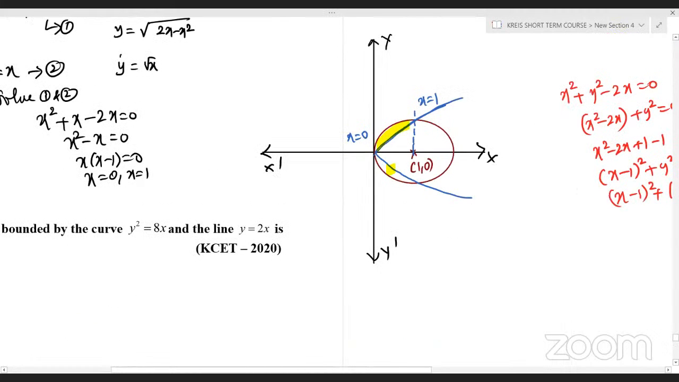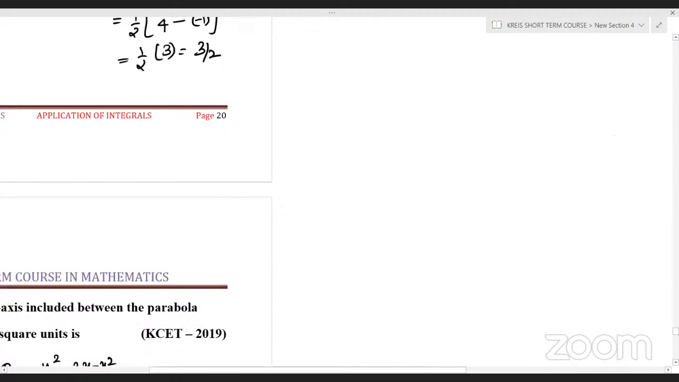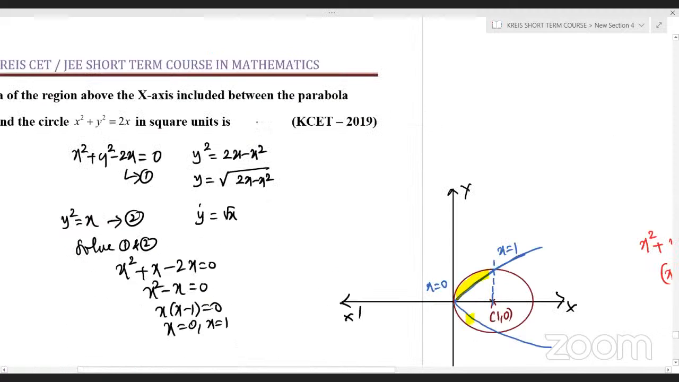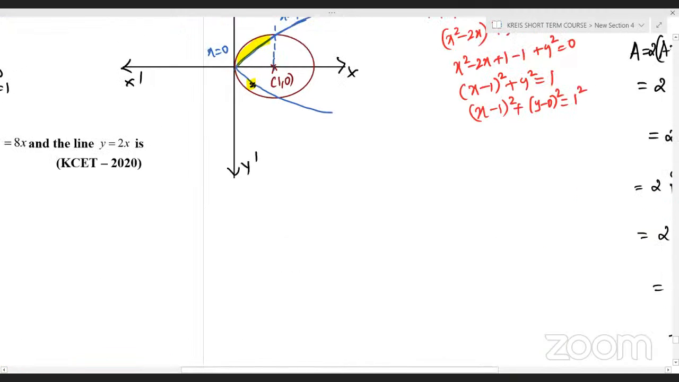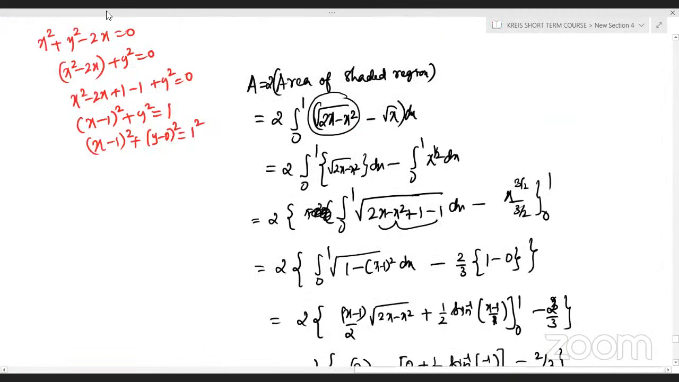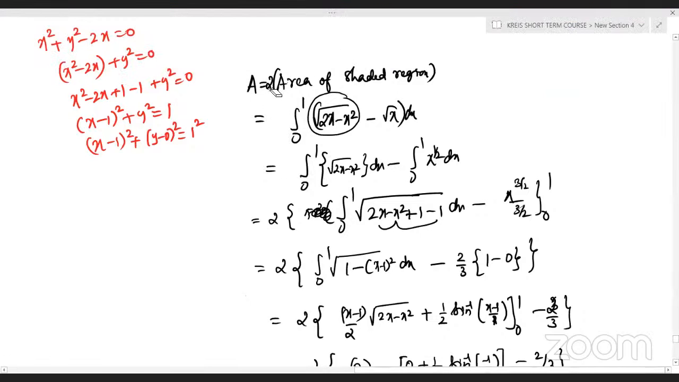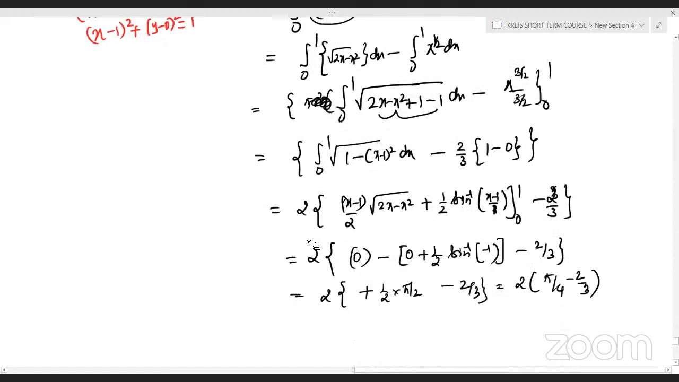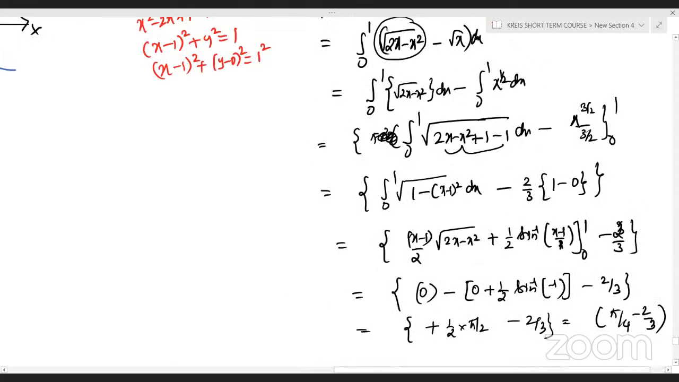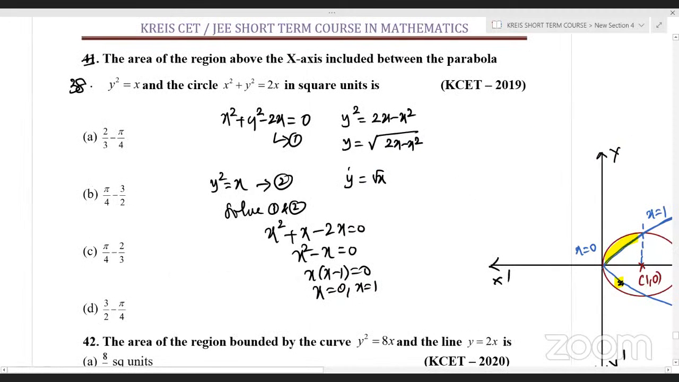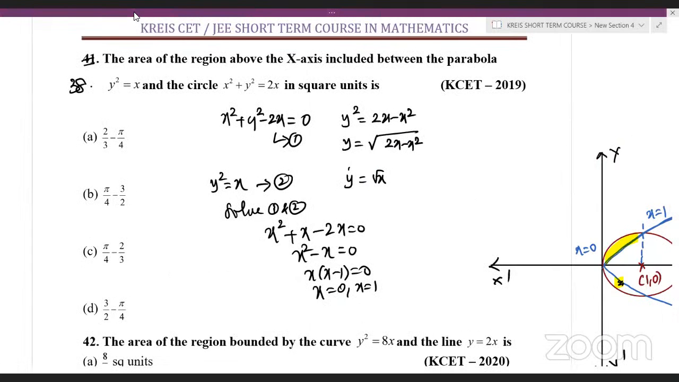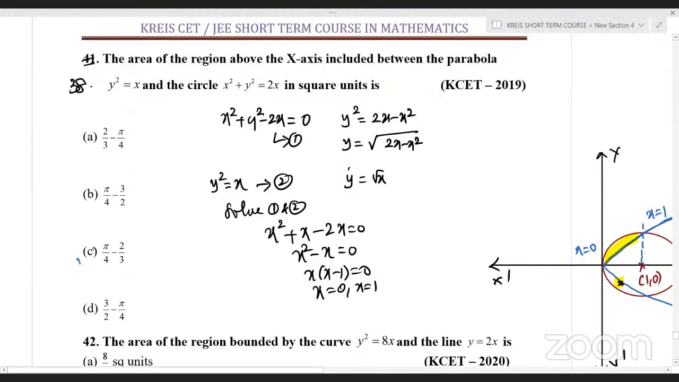So the answer for this here, look, since the area is above the x-axis, no need to take 2 times. So it is only the upper region, so 2 is not required here. 2 is not needed because the area is above the x-axis. So no need to take the 2, so that you can directly get the area. It is going to be pi by 4 minus 2 by 3 you get. The correct answer, option C is going to be the right choice, right?